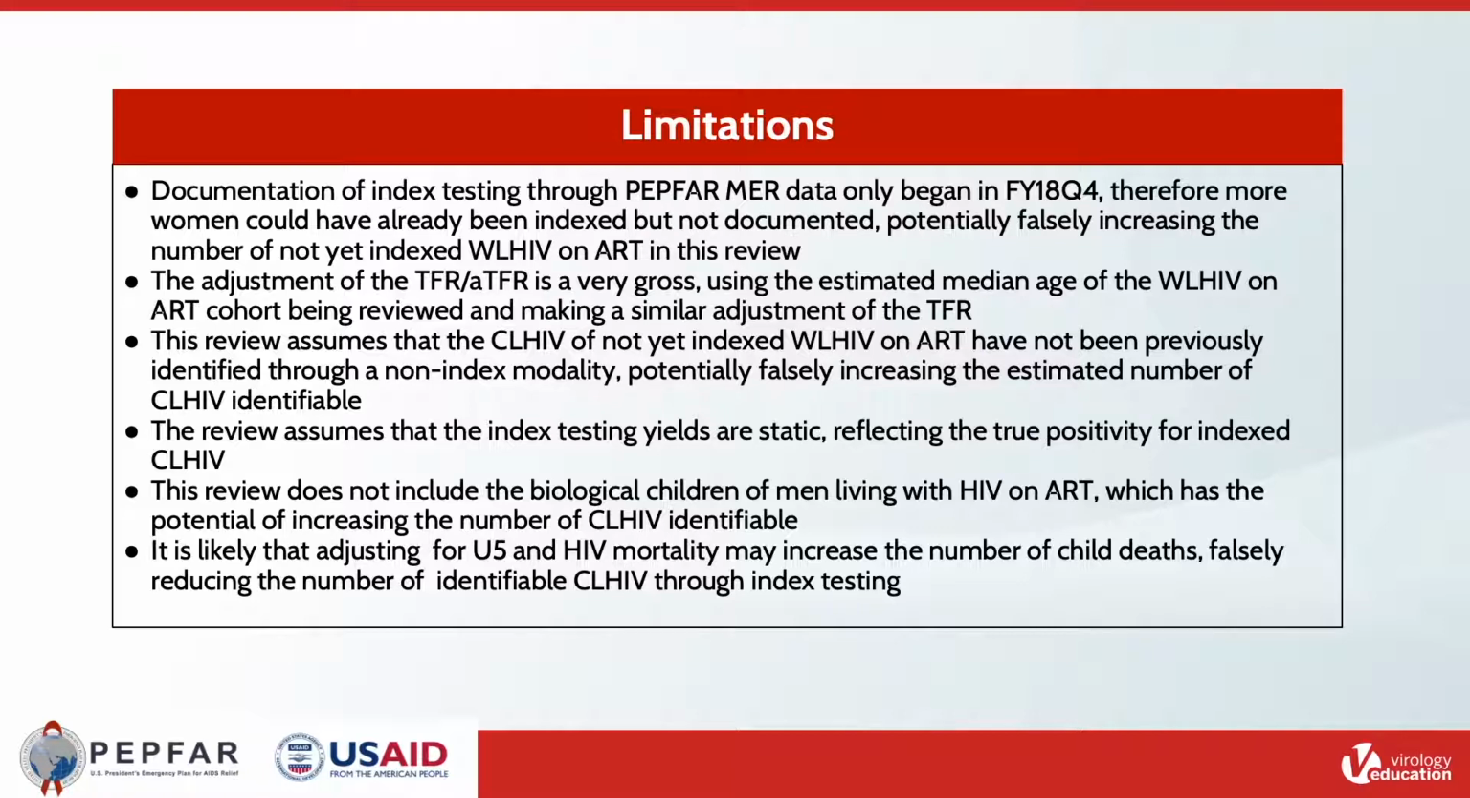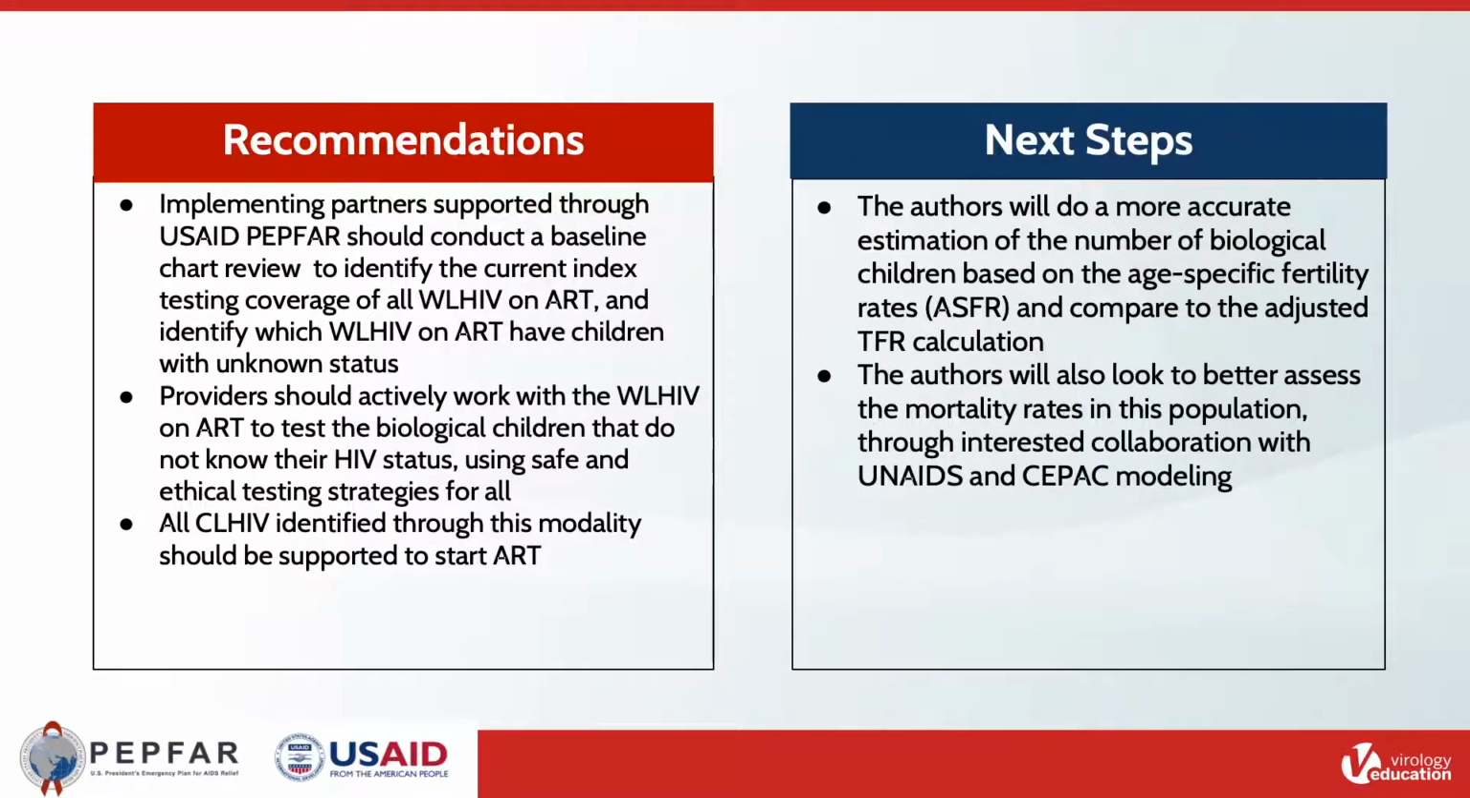We understand that with more granular data, we can have an even more refined prediction of the index testing gap for CLHIV. We recommend that implementing partners supported through USAID PEPFAR should conduct a baseline chart review to identify the current index testing coverage of all WLHIV on ART and identify which WLHIV on ART have children with unknown status. We then encourage that there is immediate testing and prompt linkage to ART for any newly identified CLHIV.